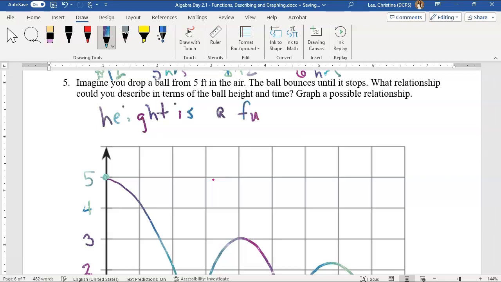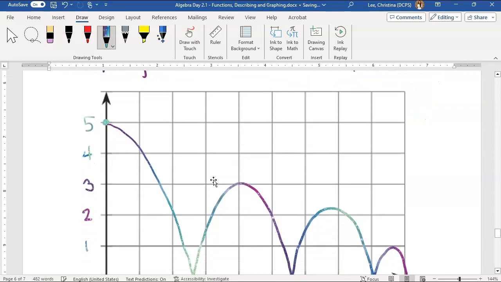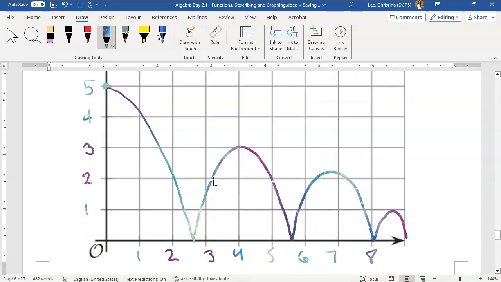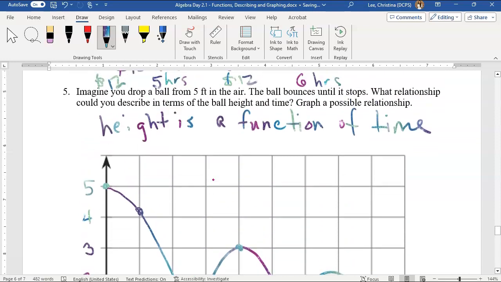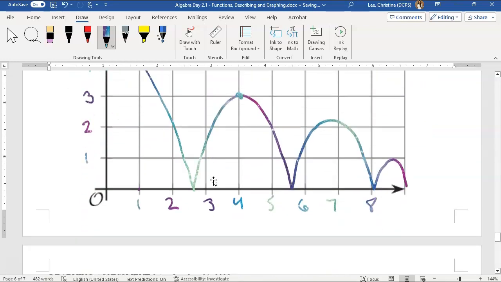is a function of time. Because at any given time, there's only one height that the ball could be. There are multiple heights that the ball could be, but at any specific time, so for example, after 1 second, right, there's only one height that the ball could be. At 4 seconds, there's only one height that the ball could be, okay? And so that height is a function of time.